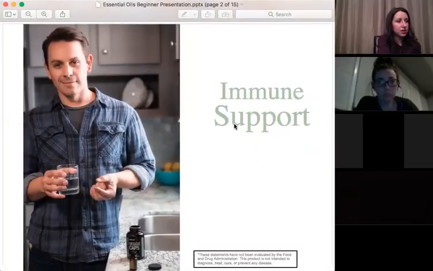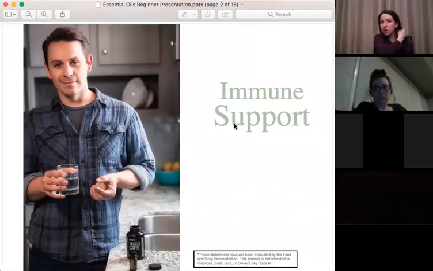And the next one is immune support. So this is a big one. This is actually what got me into essential oils, was helping to support myself, my husband, and my son when I was pregnant with my daughter. I really wanted everyone to have a higher immune system, and especially my son being in daycare, coming home from school with a newborn really just made me a little bit nervous. So this is what got me involved.